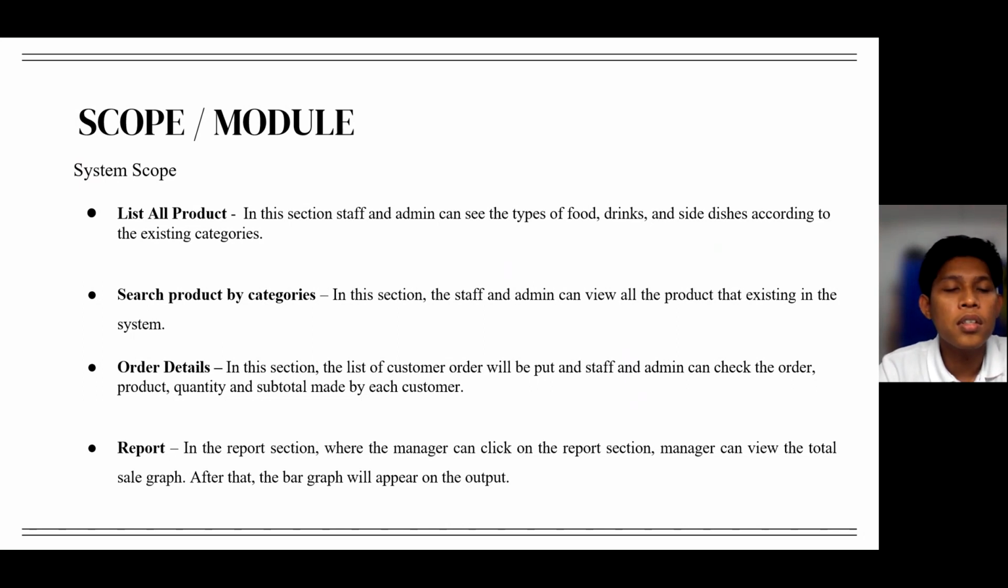Okay, next is the order details module. In this section, the list of customer orders will be put and staff and admin can check the order, product, quantity, and subtotal made by each customer. Okay, for the last system scope is report. In the report section, the manager can click on the report section and view the total sales graph. After that, the bar graph will appear on the output.